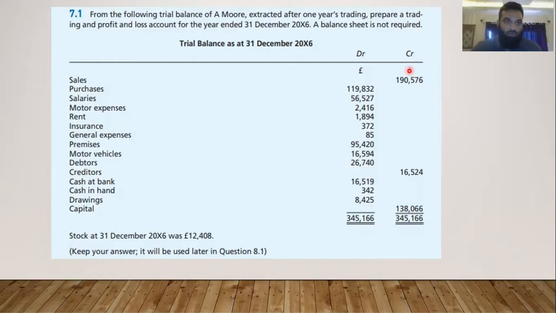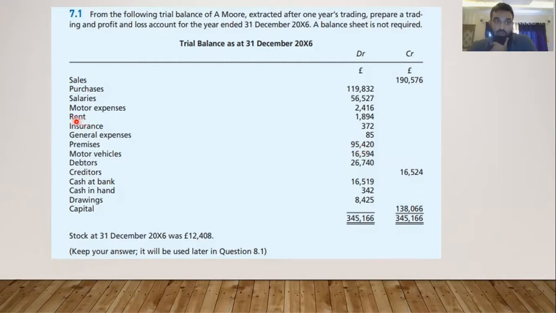Sir, premises? Okay, again, if we write premises, it's a big mistake, because premises means building. It's the cost of the building. Yes, it is an expense, but it's not a running expense of the business. This is an expense that is not a day-to-day expense.